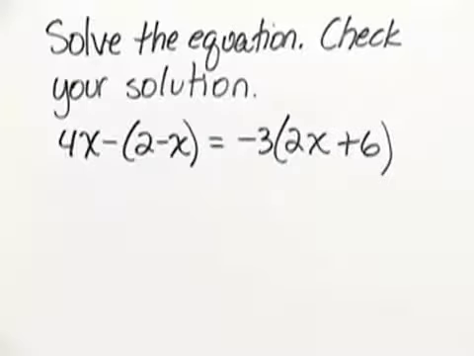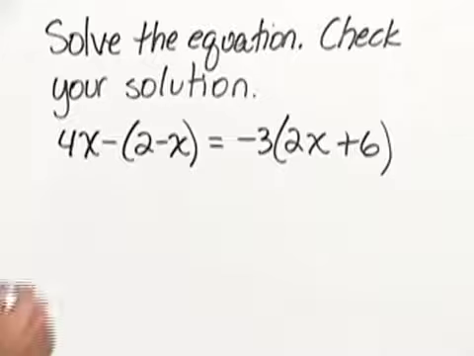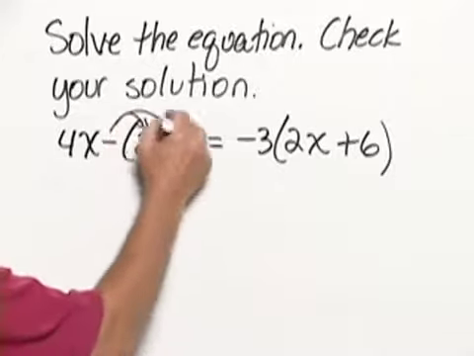Solve the equation. Check your solution. 4x minus the quantity 2 minus x equaling negative 3 times the quantity 2x plus 6. On the left-hand side, we need to distribute the minus sign.